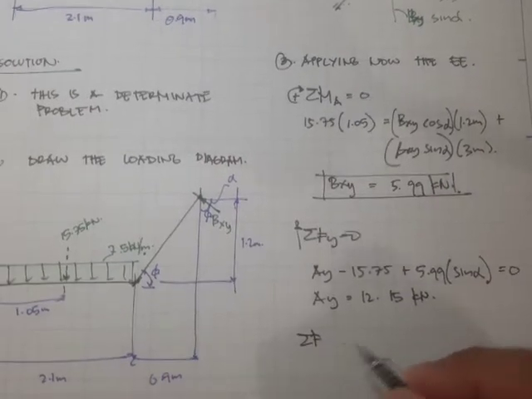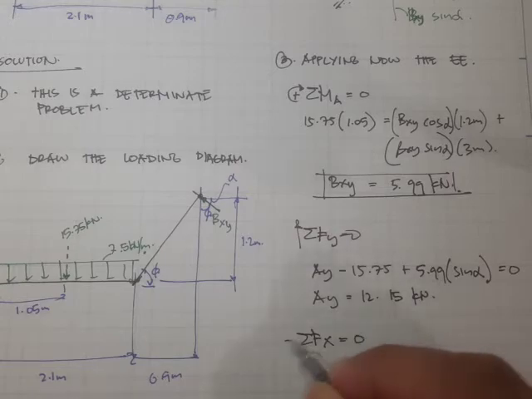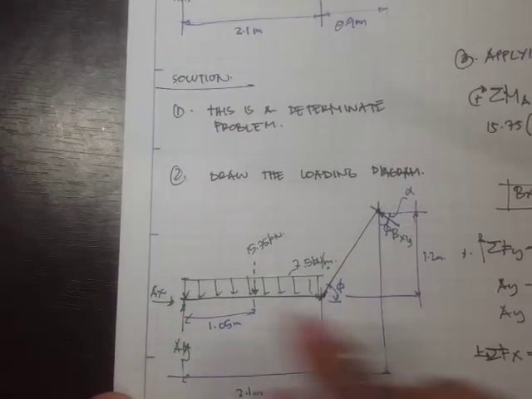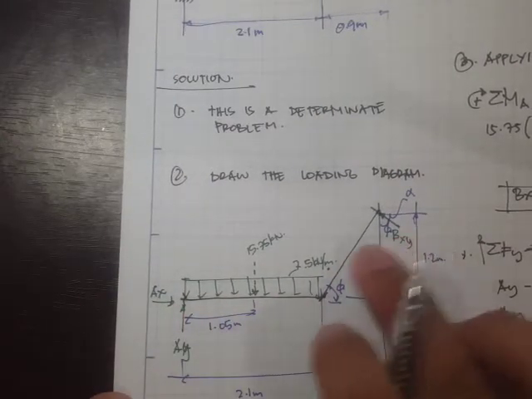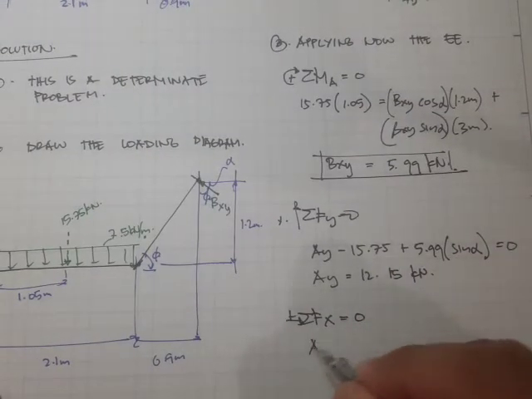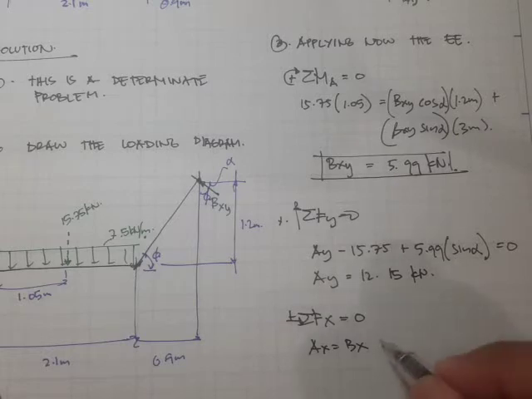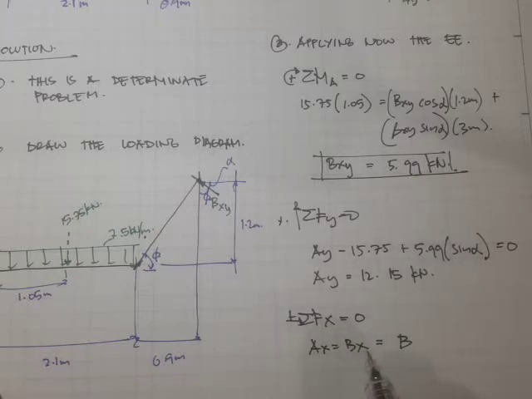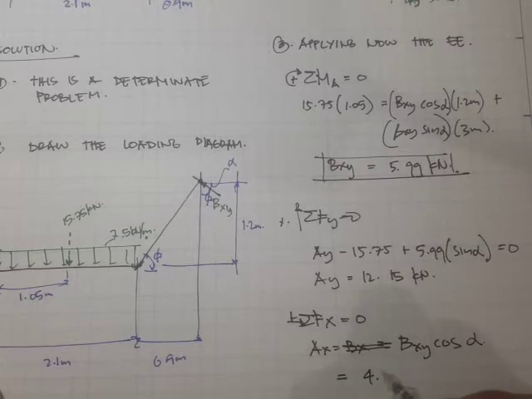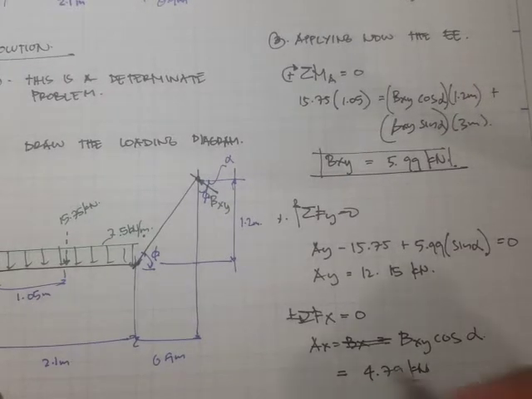If you apply the summation of forces along x equal to 0, the forces along x are just Ax and the x component of BXY. Ax is equal to the x component, sorry, BXY cosine alpha. So this is 4.79 kilonewtons.